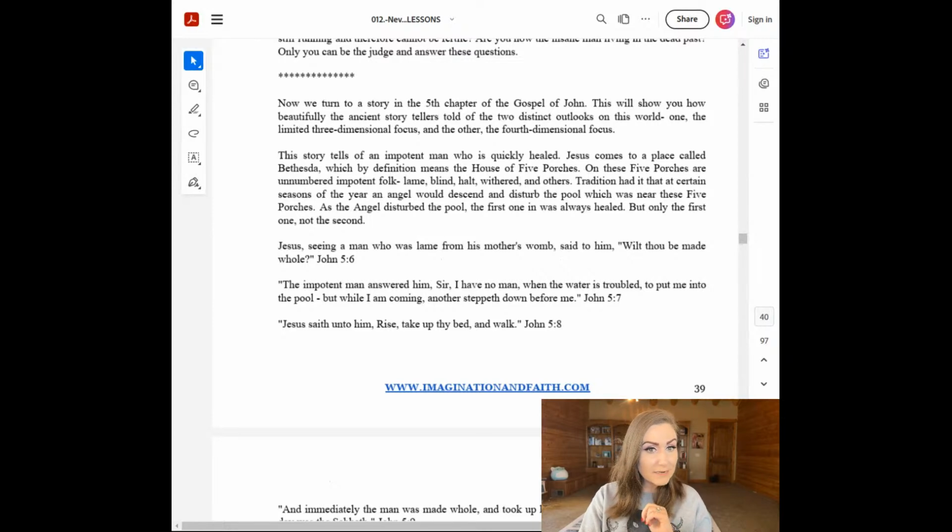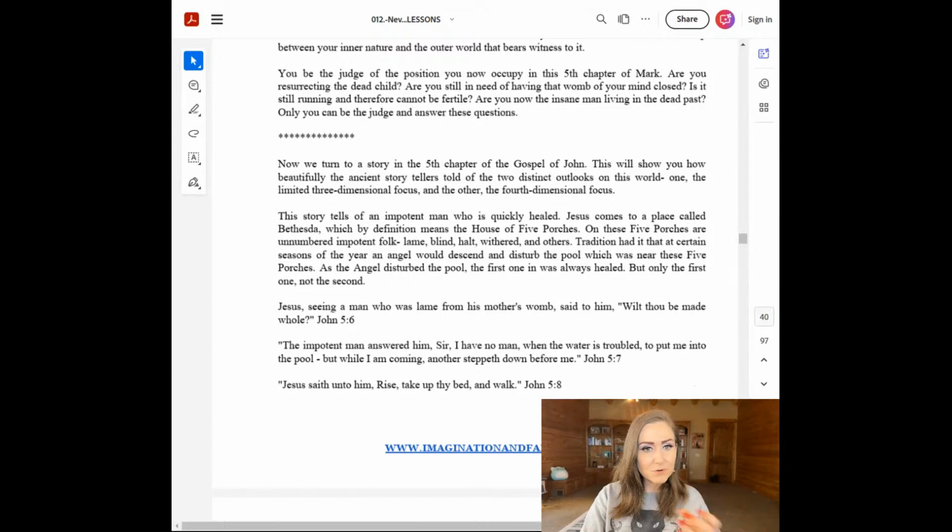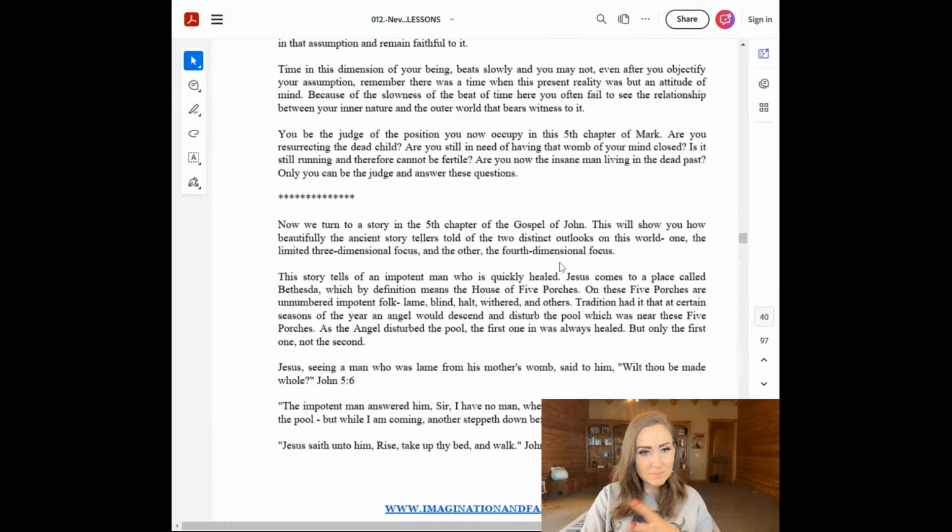Turns to another story in the Bible, the 5th chapter of the Gospel of John. And this is another story that Neville talks about: two distinct outlooks in this world. One of the limited 3-dimensional focus, and the other the 4th-dimensional focus. So again, this story is going to be the allegory that defines the limitations of the 3rd-dimensional focus, the natural mind, the thinking mind of man, and our 4th-dimensional focus, or the spiritual mind, the greater mind.